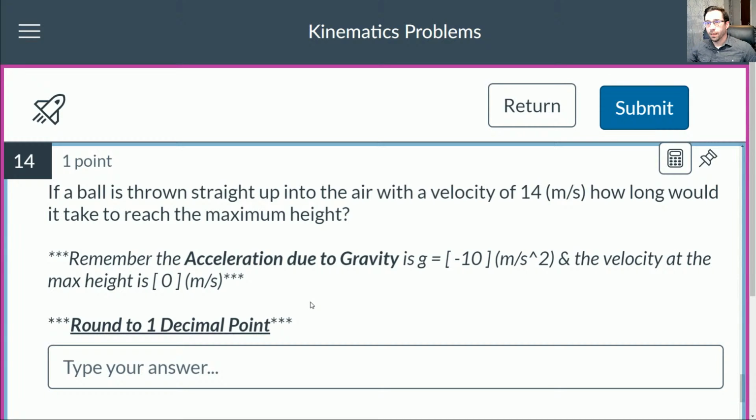Thank you. The very first thing that we do is we read the problem and understand what's going on. So if a ball is thrown straight into the air with a velocity of 14 meters per second, how long would it take to reach the maximum height? So I'm throwing something into the air. The velocity that I start off with is 14 meters per second, and it's asking how long would it take to reach the maximum height.